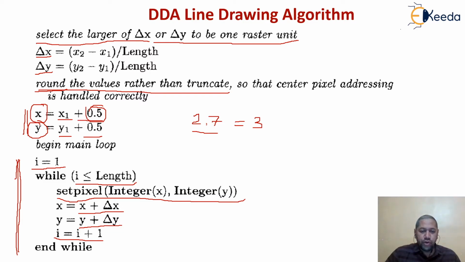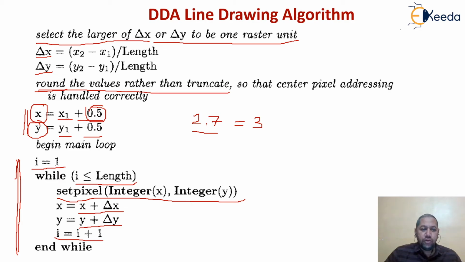Very simple algorithm. We just have to calculate delta x and delta y. Initial value is x1 and y1, which I consider as x and y. Initially 0.5 is added to round up the values, and inside the while loop, my while loop will continue up to the length, or the maximum between delta x and delta y. It goes on activating the pixel. Starting pixel is activated. Add delta x into x, add delta y into y. Get the next point. Activate that point, and this is continued till the end of the line.